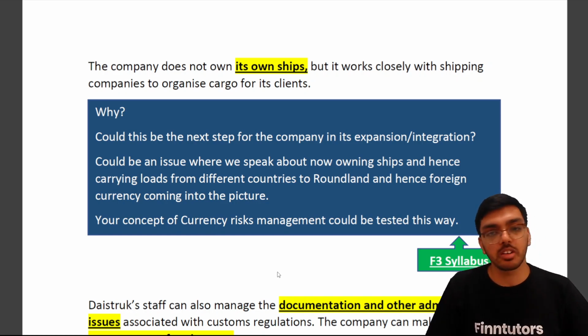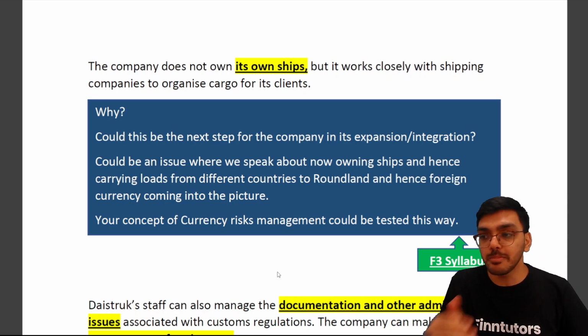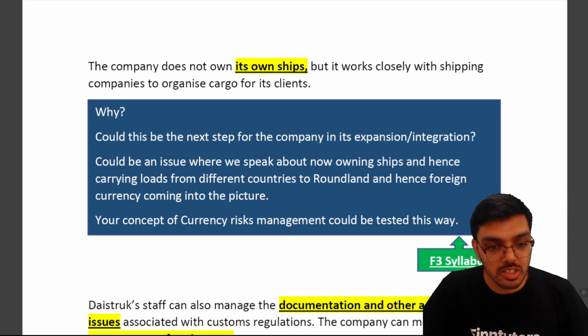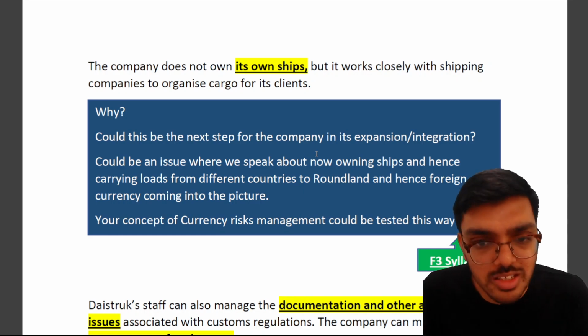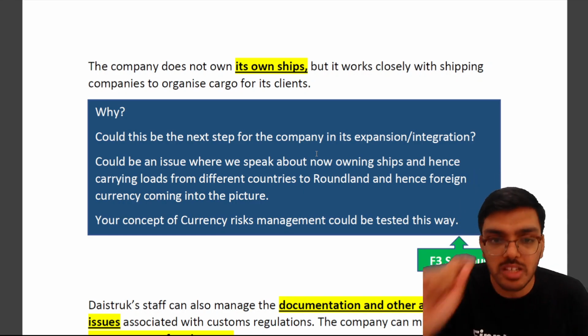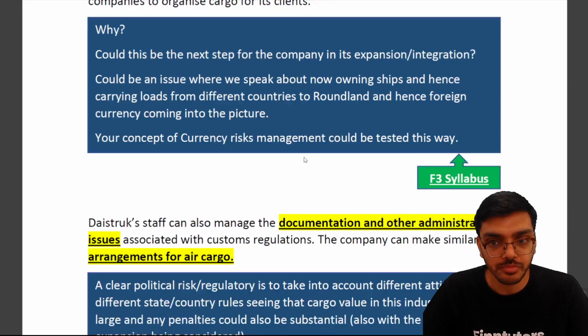What are economic risks? What are transaction risks? What are translation risks? The different types of transaction risk management. You should know it, but in your own words. They're not going to ask you to solve any sums. But this from your F3 syllabus becomes an important area for us to revise.